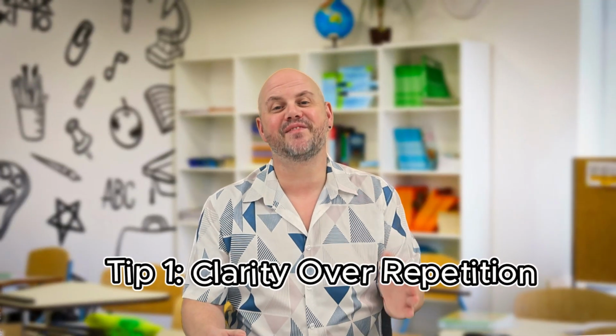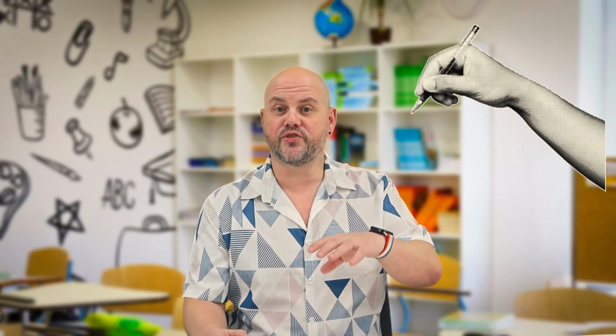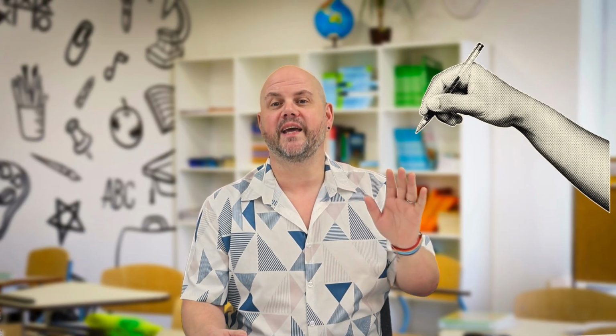Tip 1. Clarity over repetition. Instead of repeating instructions in the same way, simplify and chunk them from the very start. Give 1 or 2 steps at a time. Never assume students can hold a full sequence in working memory. Write instructions visibly on the board in steps. Use now and next so students always know what they're moving towards. Make the next action visible. Not all students will be able to remember everything they're told, and that's okay. Give them somewhere to look instead.